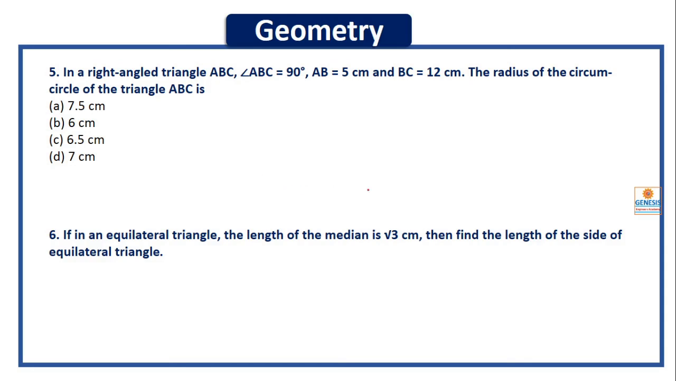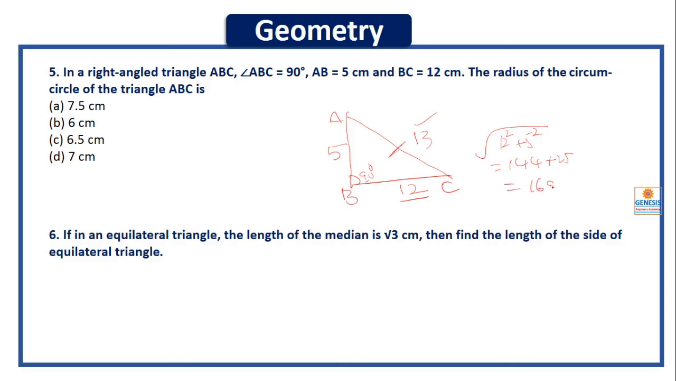In a right angled triangle, angle ABC is 90 degrees. So B is 90 degrees and this is A, this is C, AB is 5, BC is 12, and this opposite side to 90 degrees is the hypotenuse. So it is 13: 5, 12, 13. That means root of 12 square plus 5 square, root of 144 plus 25, that is 169, that happens to be 13.